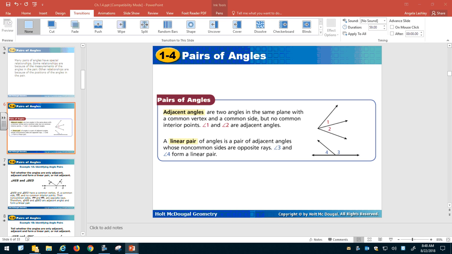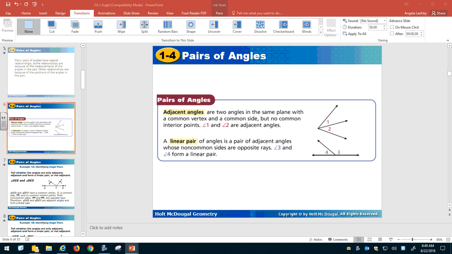I'll give you one more example. Are angles 1 and angle 3 adjacent? Do they have a common vertex? Yes. Do they have a common side? Draw angle 1. Use a pink marker. Now I'm going to draw angle 3 and use a red marker. Do they have common sides?